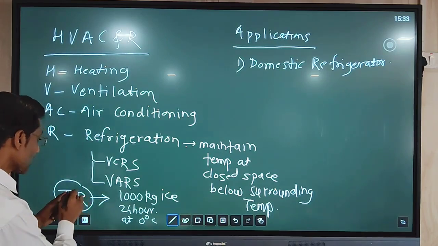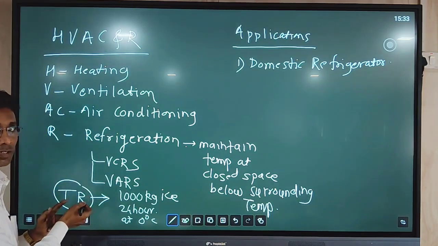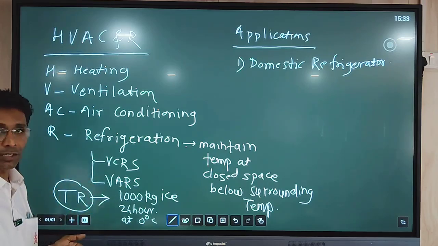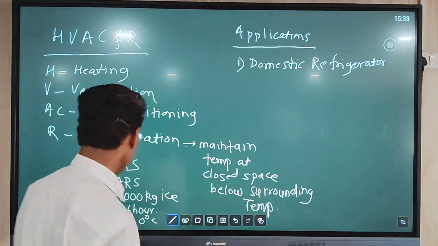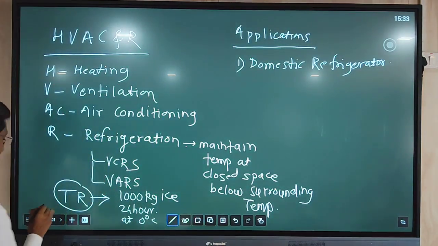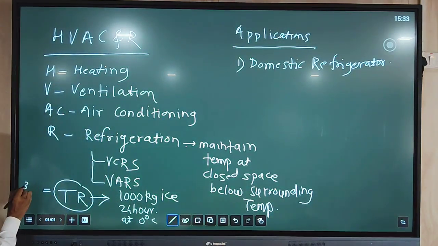Now conversion of TR, tonnage of refrigeration, to SI unit. The SI unit of cooling effect is kilowatt. So 1 TR is equal to 3.517 kilowatt. That is a cooling effect of 3.517 kilowatt, that is the effect equal to 1 TR.